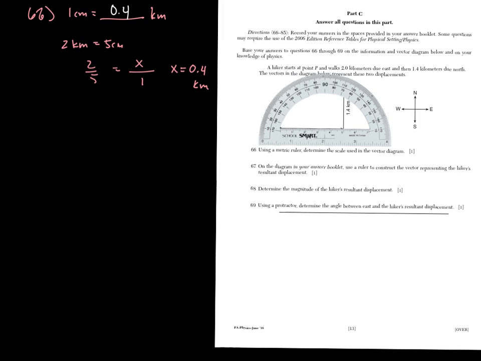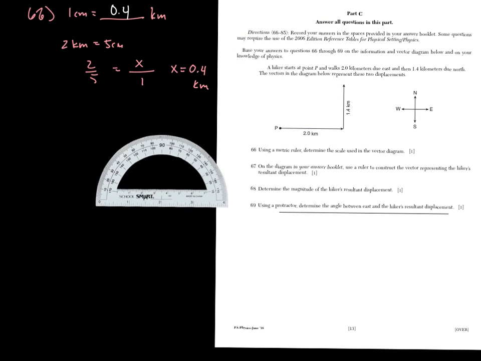Okay. Now on the diagram in the answer booklet, what you have to do is use a ruler to construct a vector to represent the hiker's resultant displacement. So all you need to do, resultant displacement, meaning we're starting from our starting point and go to where he ends. All the way up here, the resultant, like that. It's almost the same as the hypotenuse. That's all you need to draw for 1 point.